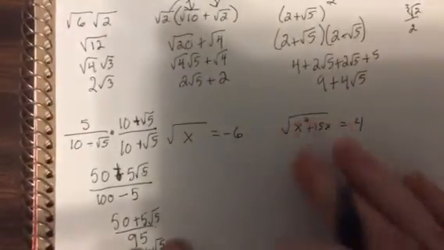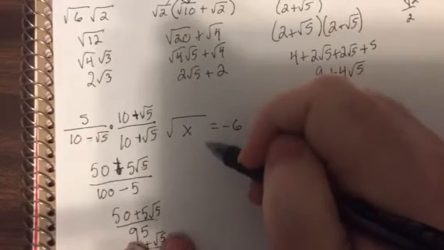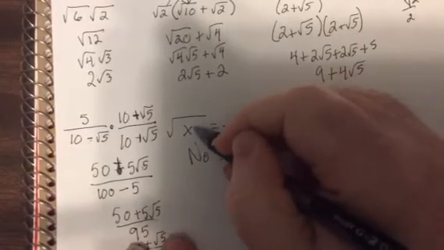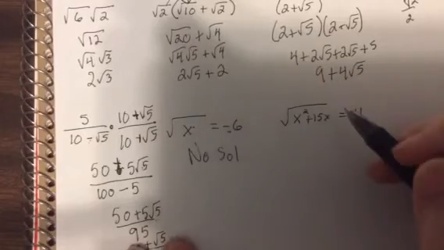Now this one, I just threw on 2 solvings. But this one you can't do. No solution. A square root can never equal a negative.